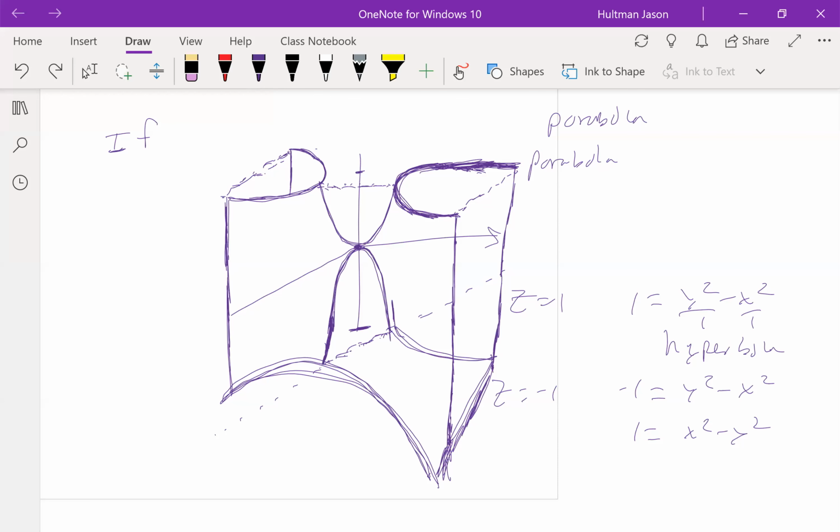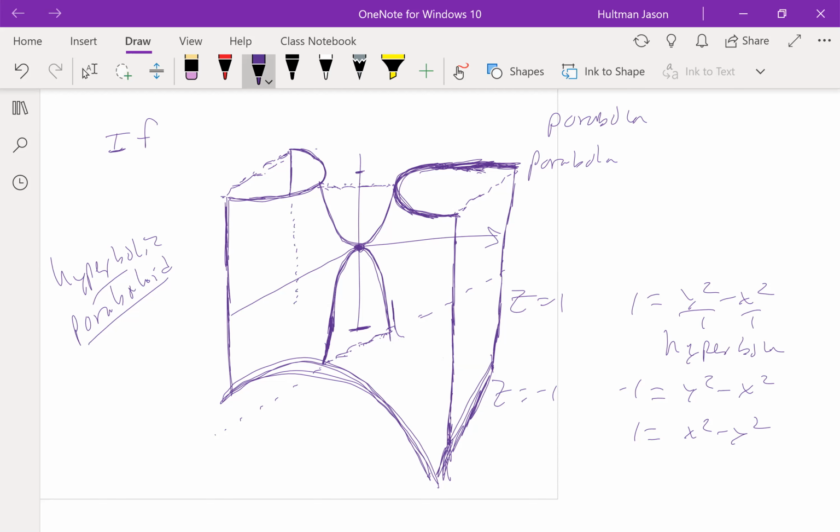So this is the saddle point. This is called a hyperbolic paraboloid. I did my greatest attempt at this, this hyperbolic paraboloid. Hopefully you get the idea. I mean, I could probably do this better if I really tried. Let's bring this down.